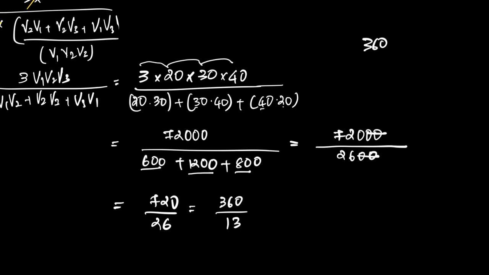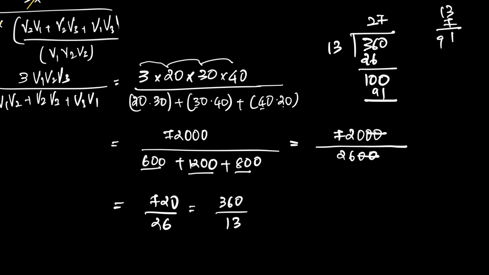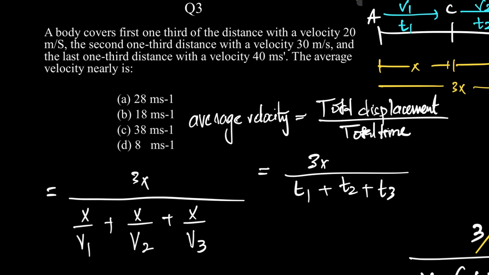So if you divide 360 by 13, 2 times is 26. So we're left with 100. And 13, 7 times is 91. So we're left with 990, which again would be 13 times 6. So it's approximately equal to 27.6, which we can round as 28. So the correct option to this question would be option A.